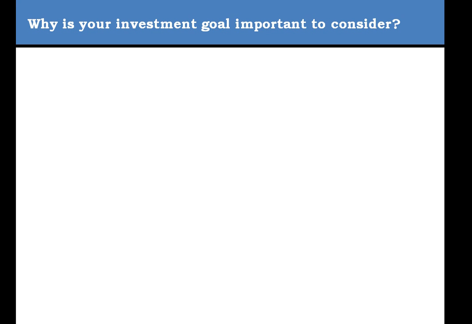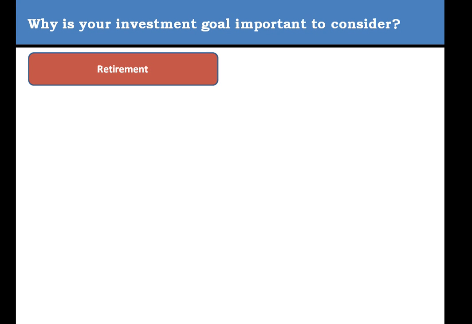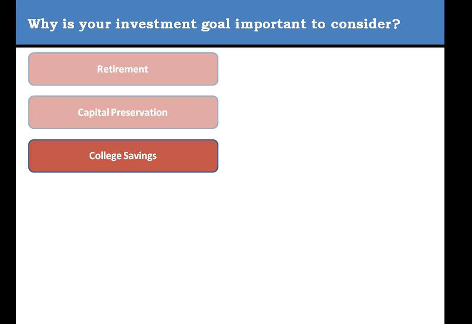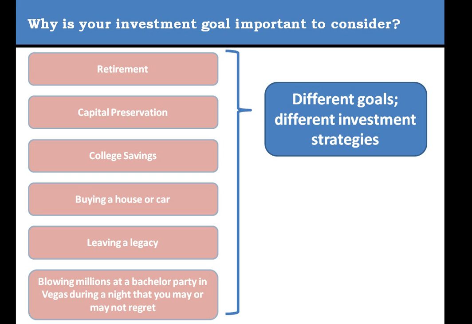Now I want to talk about some different investment goals and why understanding your long-term goal is important to consider. So listed here are a variety of different goals: retirement, capital preservation, which is really the idea that you want to prevent sudden losses in your investment portfolio, college savings, buying a house or car, leaving a legacy, blowing millions at a bachelor party in Vegas during a night that you may or may not regret.